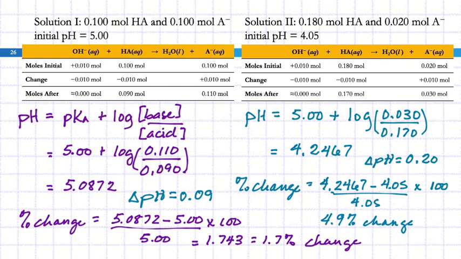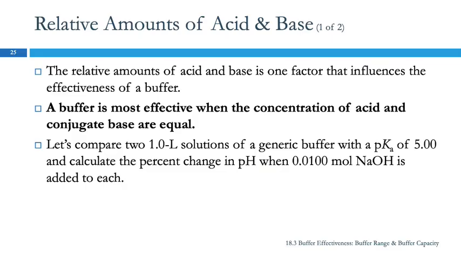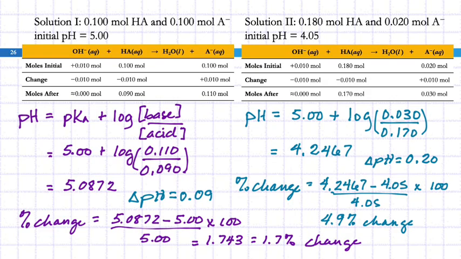Let's go back and look at the previous slide real quick. Any questions? This buffer is more effective. When I add hydroxide to it, the pH only changes a tiny bit. Over here, this pH is going to change more significantly. And 0.2 doesn't seem like a lot, but that's an exponential scale. And so that is a big change.